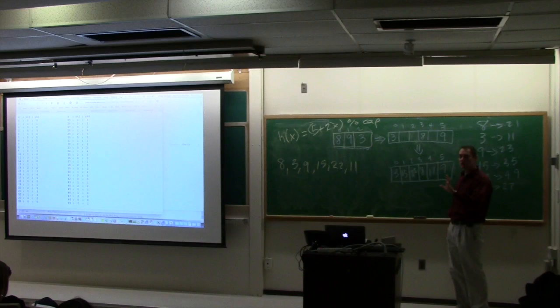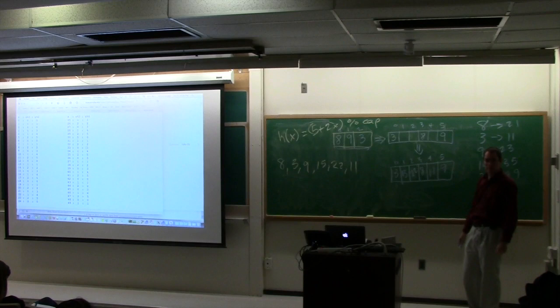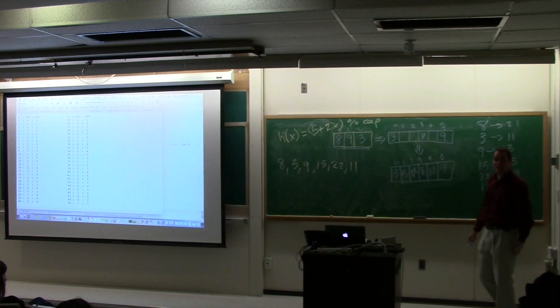Let's try this. Let's see if we can find 6 in this table. 6 times 2 is 12, plus 5 is 17. 17 mod 6 is 5. So we start at 5 and we go, is that 6?